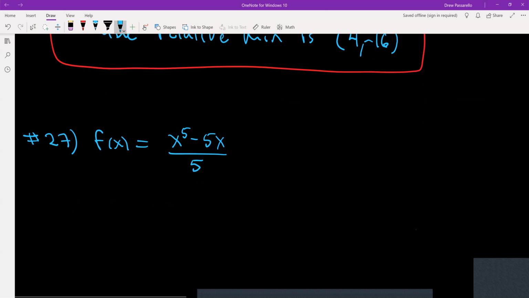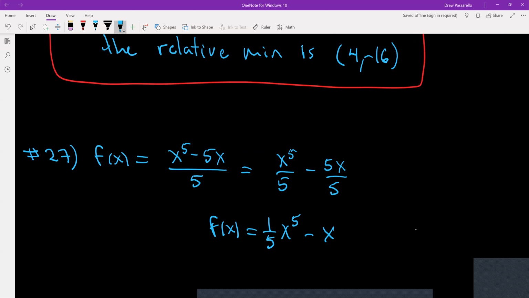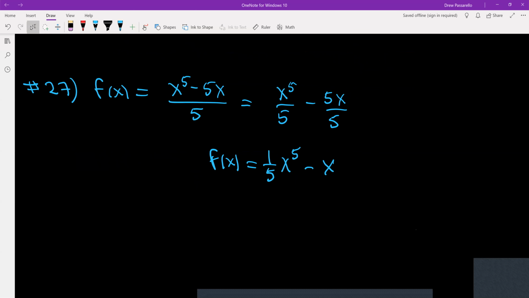All right, so this is the function. I go ahead and write it differently. So you could write it as x to the 5th over 5 minus 5x over 5 based on adding and subtracting fractions. And I could write this as 1/5 x to the 5th and then minus x because the 5's divide out. All right, so I just went ahead and rewrote it like that, and now I'm going to find its derivative.